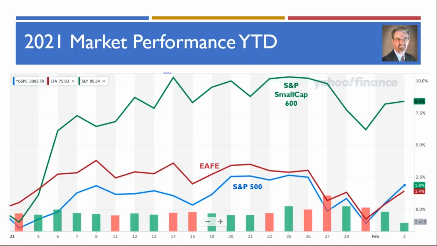But over time, we would expect to see some greater outperformance from the S&P Small Cap 600 and Russell 2000 index. And I've talked about this in the past. I believe that the S&P Small Cap 600 index is a better representation of small cap stocks as compared to the Russell 2000 index.